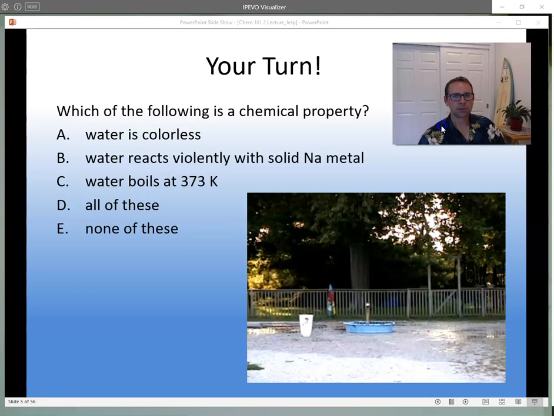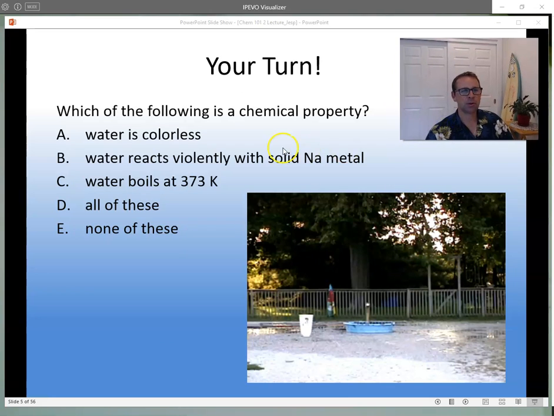All right. Here's another opportunity for us. Which of the following is a chemical property? Water is colorless. Water reacts violently with solid sodium metal. Water boils at 373 degrees Kelvin. What do you think? B. Yeah, the water reacts violently with sodium metal.